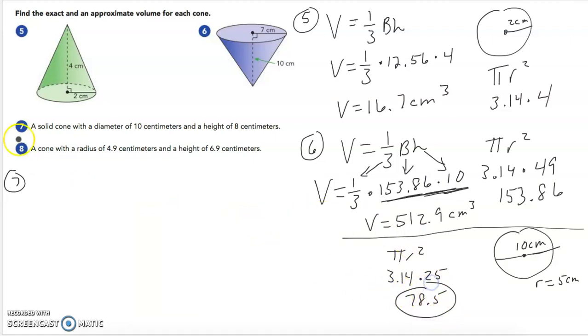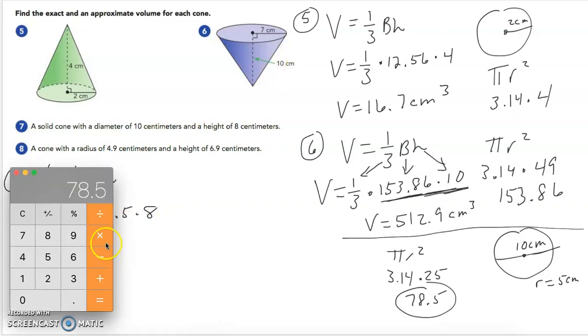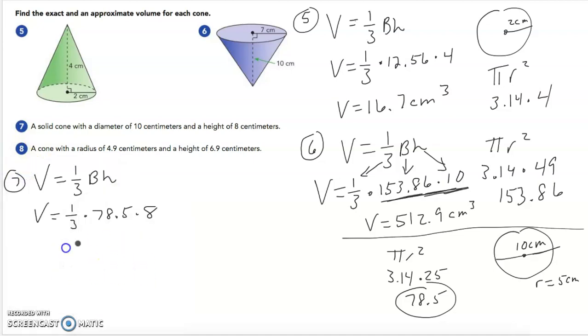Now we take our formula, volume equals 1/3 times the area of the base times the height, and plug in what we just figured out. So 1/3 times the area of the base, 78.5, times the height, which is 8. 78.5 times 8, divided by 3, is equal to 209.3 centimeters cubed.